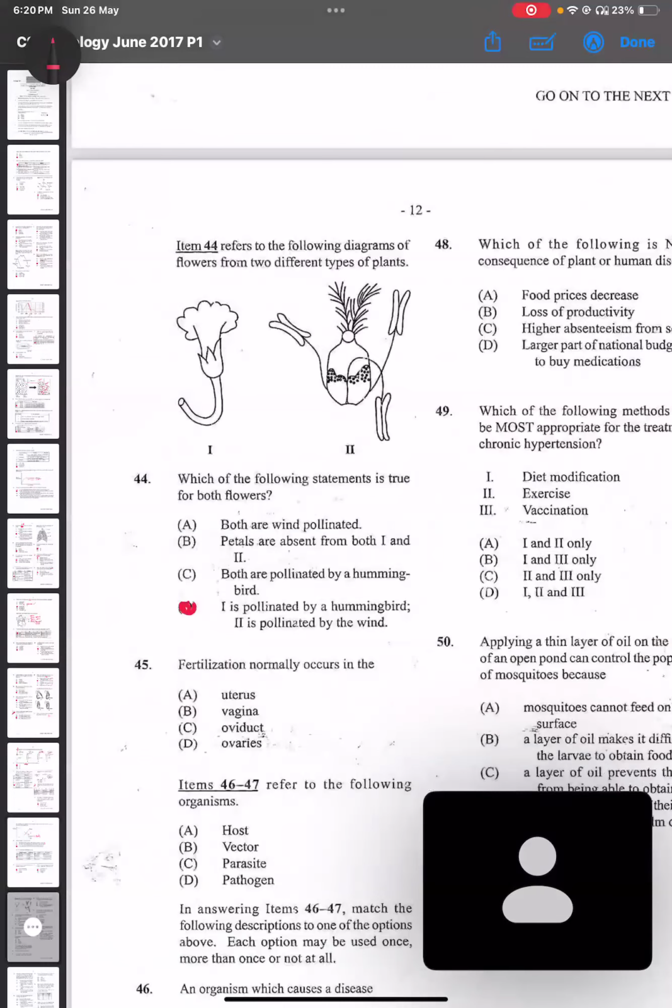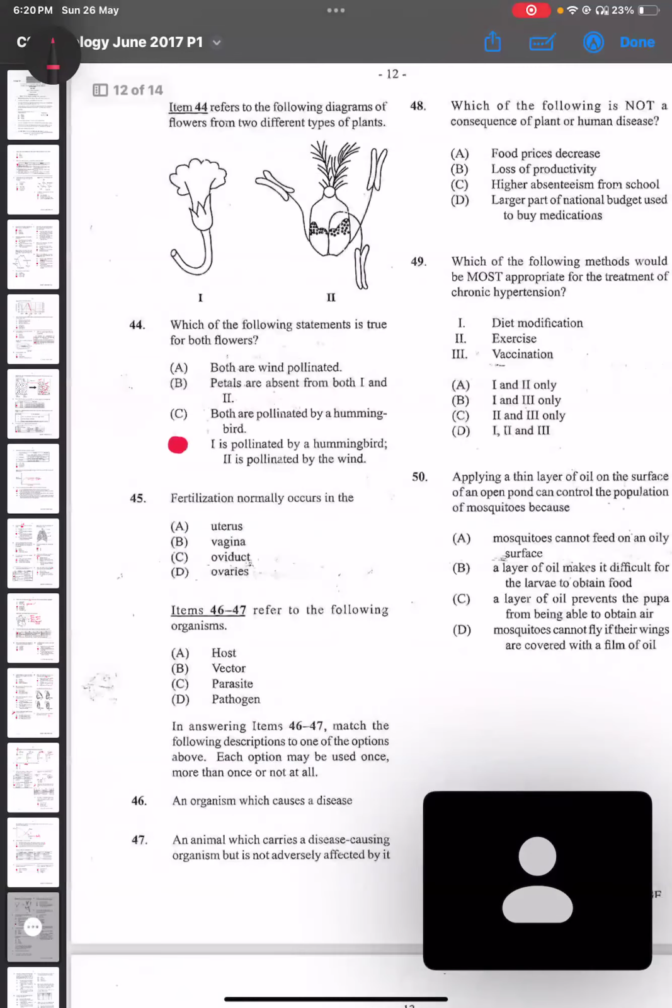45 is new. Fertilization normally occurs in B. Where does fertilization occur? In the oviduct, which is also called the what? What is the other name we have for the oviduct? What if they have put another name there? What's the other name that they would have used? Fallopian tube. So oviduct or fallopian tube.